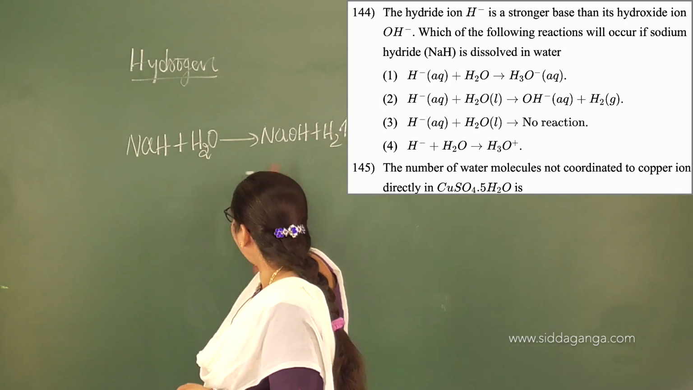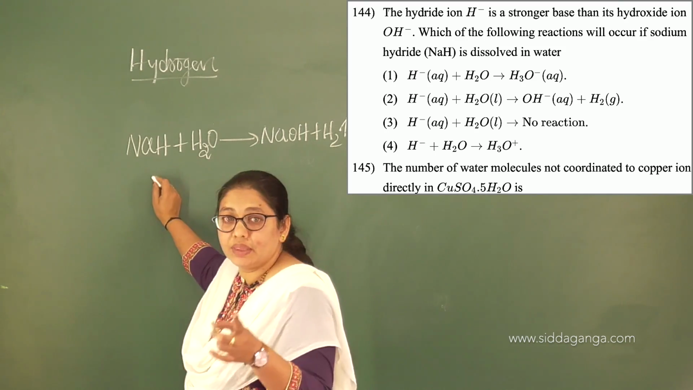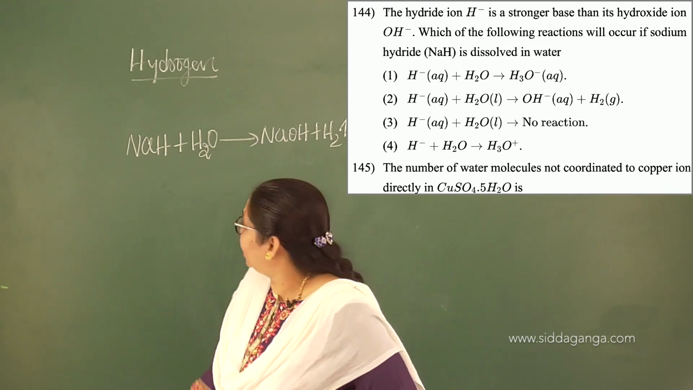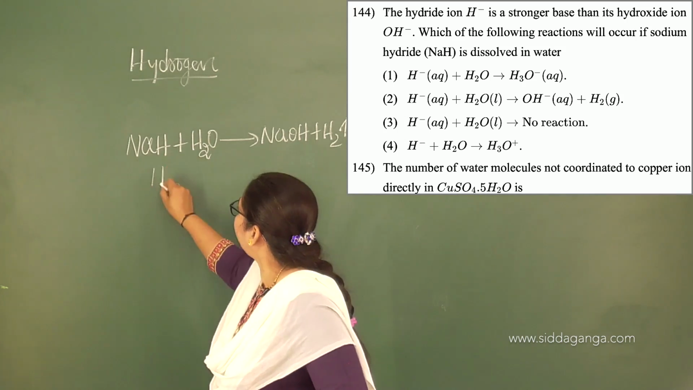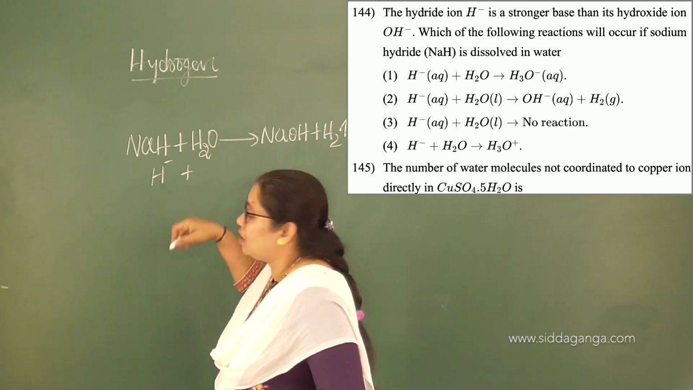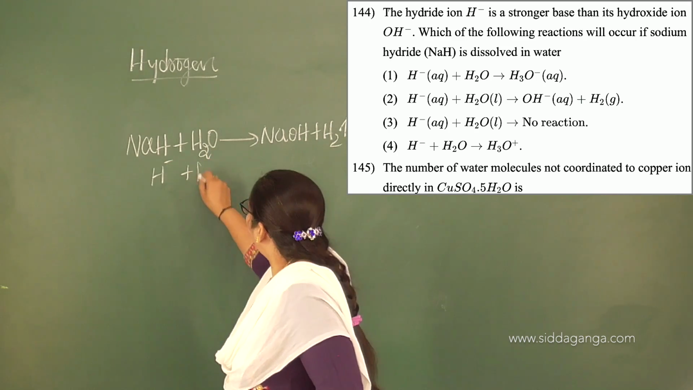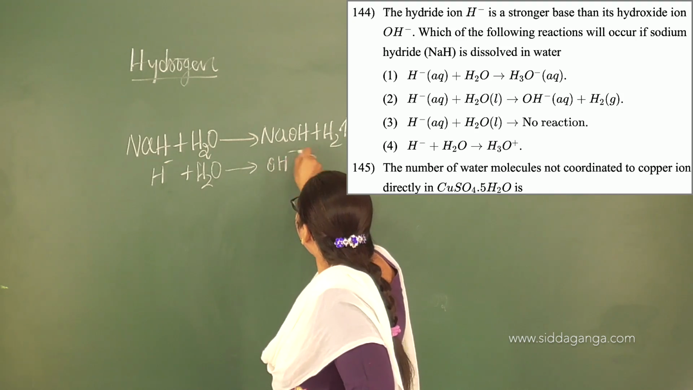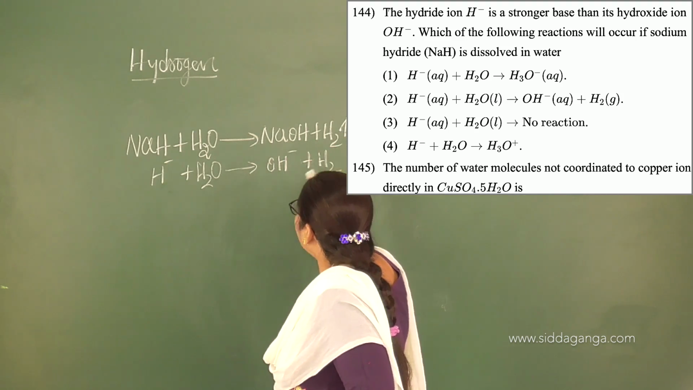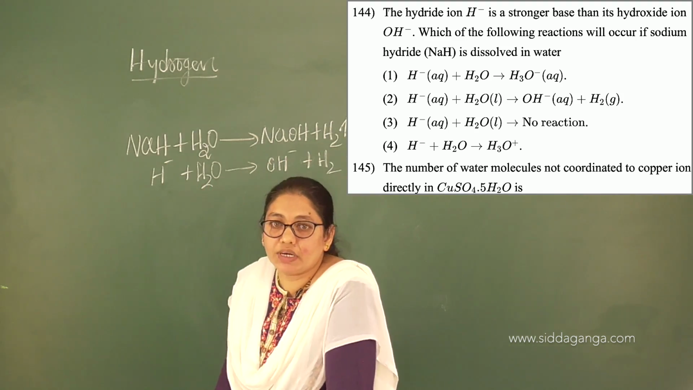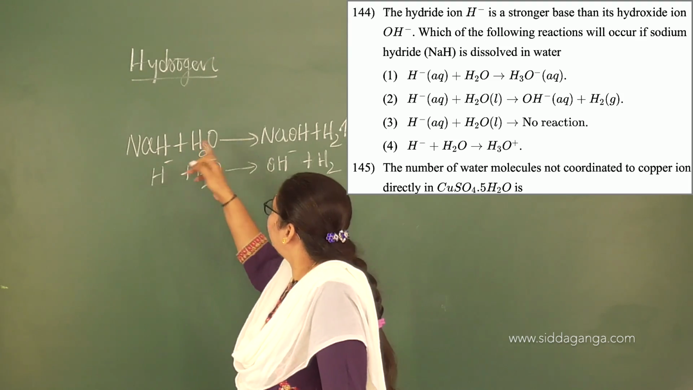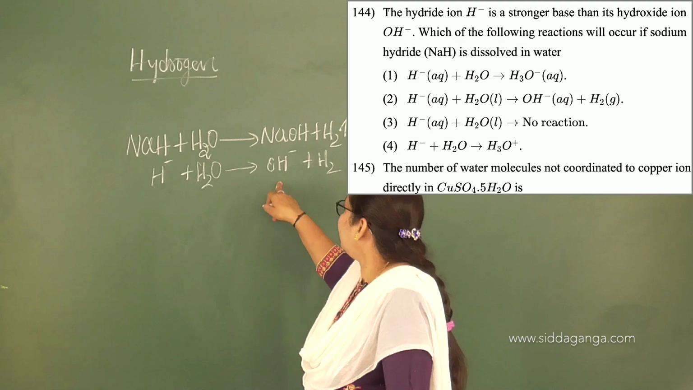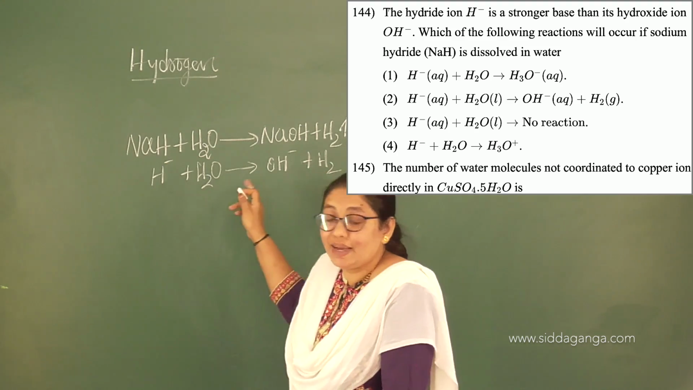So if you go for the ionic form, option number 2 is the answer for this one. H minus is nothing but the ionic form. H minus plus water, liquid water, will form OH minus plus hydrogen gas. So this is the answer. Whatever the ionic hydride may be, when it is dissolved in water, it will form hydroxide with the liberation of hydrogen gas at anode.